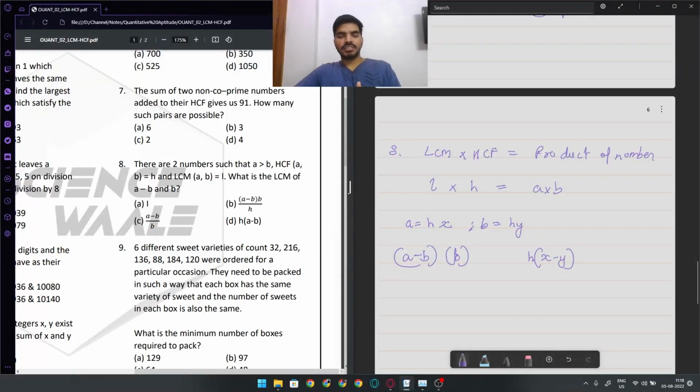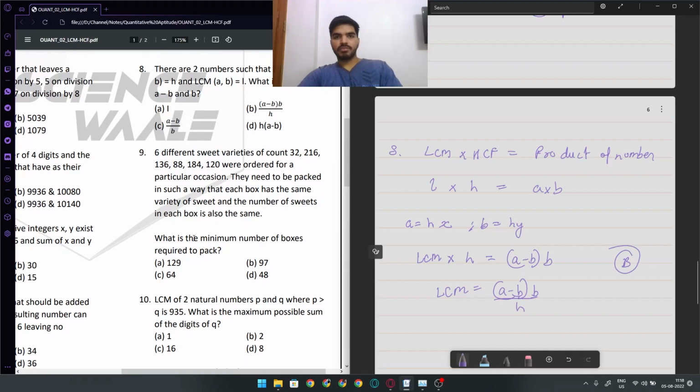So if you write A minus B, that is H into X minus Y. So you took H common from here as well. That means H will be the common factor in that situation as well. This is how we find it. So H will be the HCF in the second case as well, because both already have H with them. So even in this question, we can rewrite it as L new, that is LCM, which we have to find, multiplied by H. We know HCF is same, is equal to A minus B into B. And LCM is equal to A minus B into B upon H. Option B, done. As simple as that.